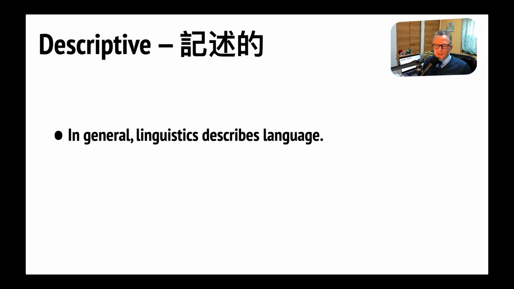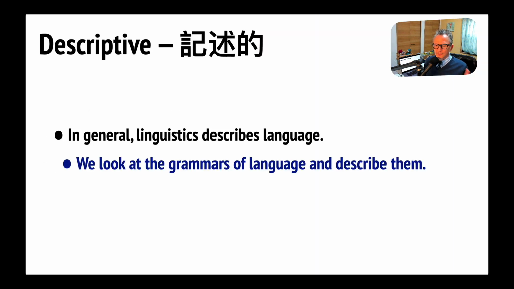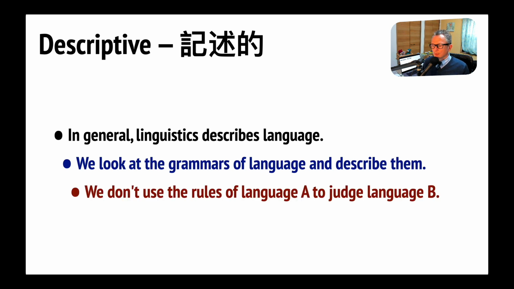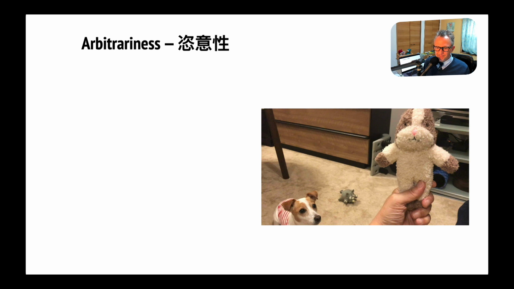So in general, linguists describe language. We look at the grammars of language and describe them. We don't use the rules of language A to judge the rules of language B. So that's the idea of descriptiveness versus prescriptiveness. Now let's look at another basic concept. This is the concept of arbitrariness.